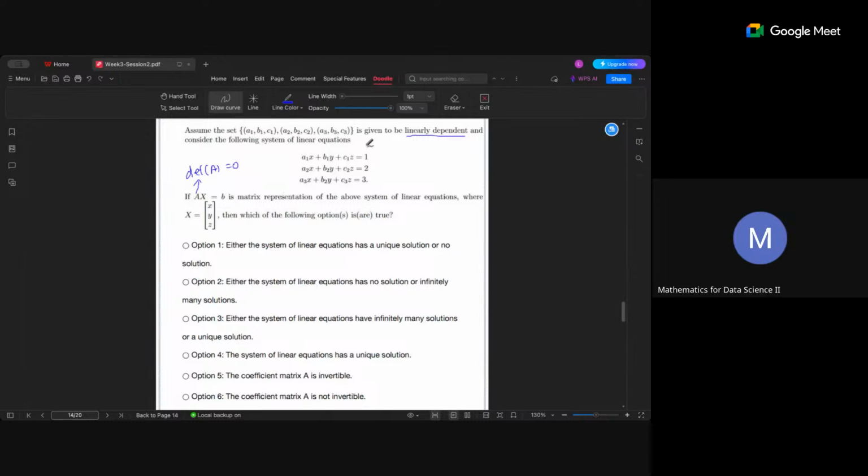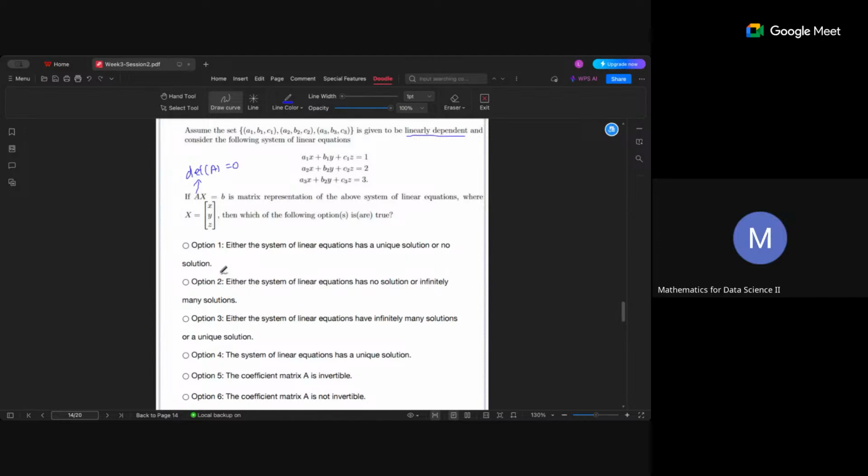Now you are having some system of linear equations, and this is the matrix representation. Now we have to look at the options here. Either the system of linear equations has a unique solution or no solution. What is your take on this? Ma'am, infinite solution must be there. Determinant 0, na?